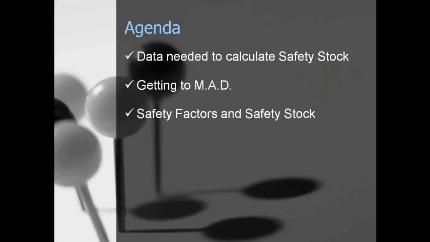So let's look where we've been over the past 15 minutes. We looked at the data that you need to calculate safety stock. Remember, it's the forecast, the actual usage, and management's definition of customer service level. Then we looked at getting the mean absolute deviation. Remember mean absolute deviation, the average, forget about plus or minus sign, deviation, actual to forecast. Once we had that, we used safety factors along with some statistics and the mean absolute deviation to calculate the amount of safety stock you need to meet any particular customer service level.